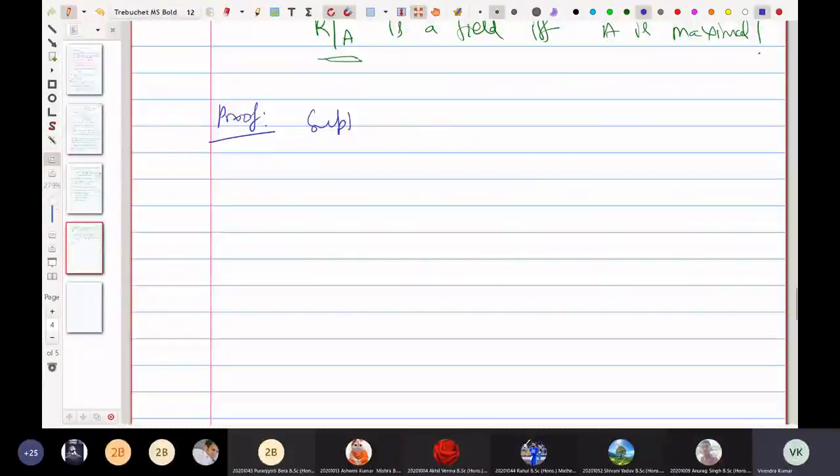So let us suppose that R/A, this factor ring, is an integral domain, and ab belongs to A. So what we need to prove? We need to prove that A should be a prime ideal. Suppose R/A is an integral domain.